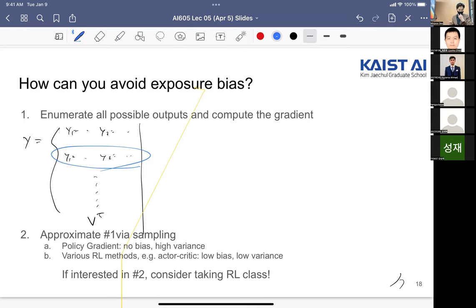So what people usually do is that we want to approximate the gradient of number one with some sampling. If you want to do this in an unbiased way, then that's where you use techniques like policy gradients. Probably you heard of this in the reinforcement learning class. It has no bias, but high variance, so it doesn't really work in practice. There are various RL methods like actor critic. They're low bias and low variance, so it's not unbiased, but still low bias. And there is some work trying to do that.